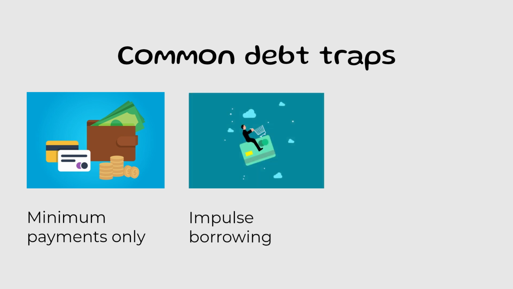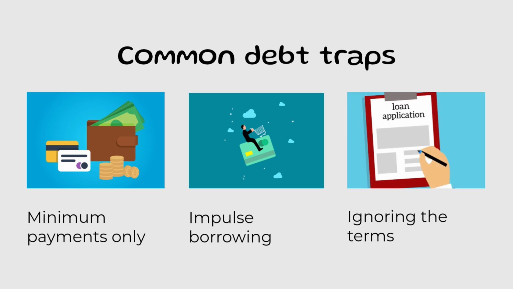Impulse borrowing. Think twice before using credit for non-essential purchases. If you wouldn't buy it with cash, consider skipping it. Ignoring the terms. Always read and understand the terms of any loan or credit agreement before signing. Being mindful of these pitfalls can help you stay in control of your financial journey.